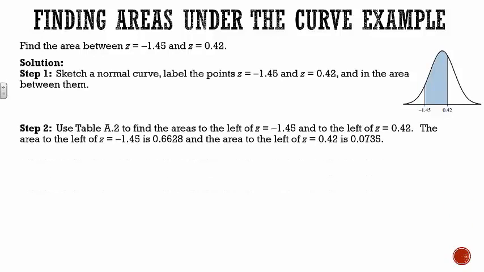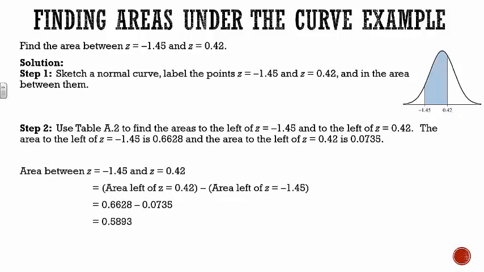I could use my standard normal table, but this time I have to find the values for negative 1.45 and 0.42. If I do negative 1.45 on my standard normal table, I get 0.6628. And if I do it for 0.42, I get 0.0735. To calculate the probability between those two values, I simply subtract them. So 0.6628 minus 0.0735 gives a final answer of 0.5893.